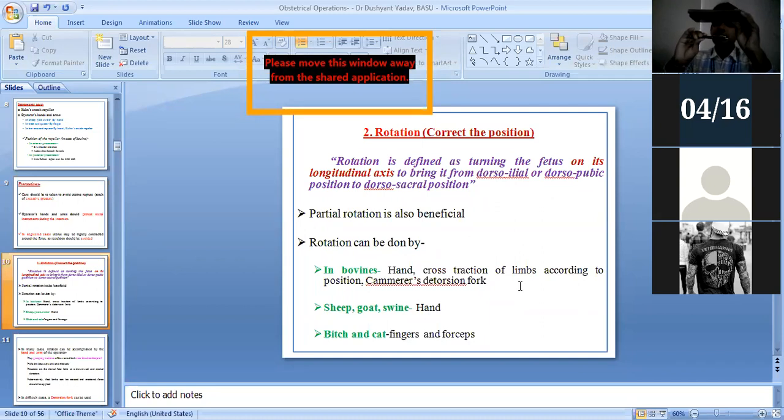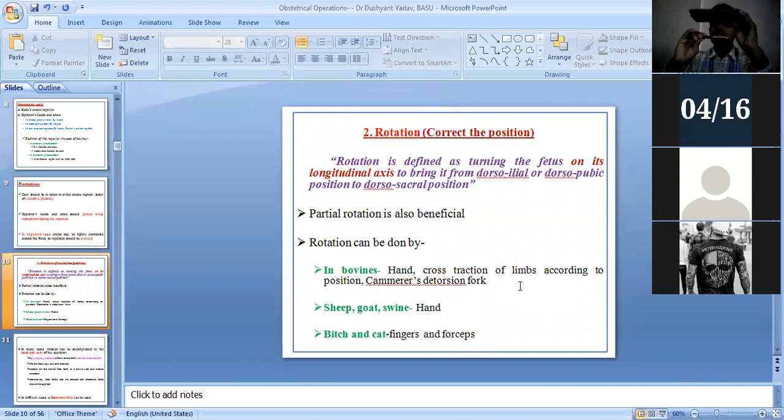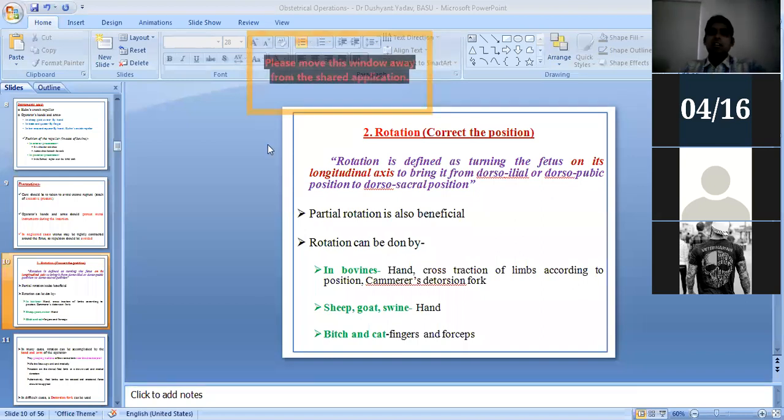If it is in this fashion, it is called the normal position. So this position should be corrected in this fashion. Is it clear? Yes sir. Okay. If it is not clear, then you should ask me. In sheep, goat, and swine, most of these procedures are done by hand, but in small animals, the fingers or forceps can be used in the rotation.